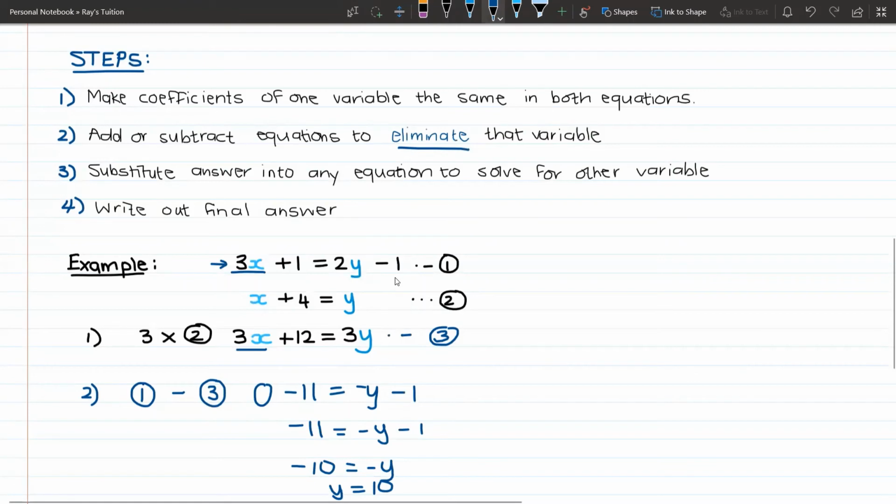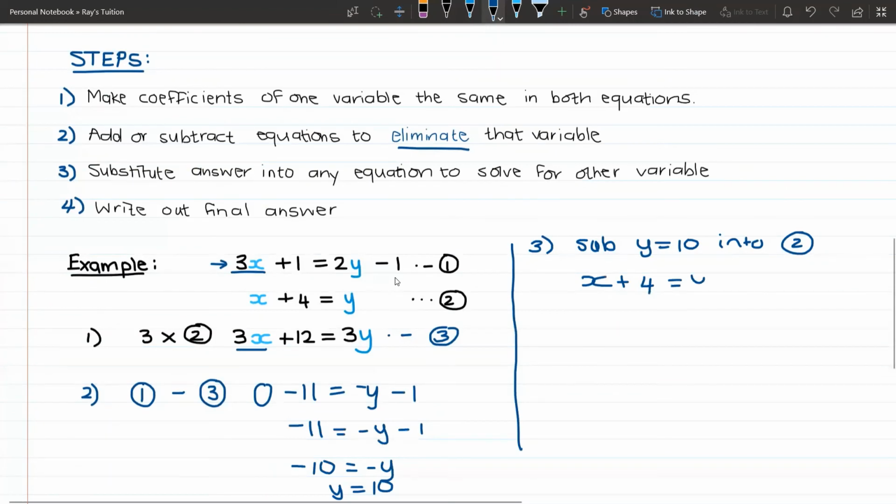Then the next step is to substitute our answer into any of the equations. So we can substitute it into any one. So I'm going to substitute y is equal to 10 into equation 2. Again, which one you substitute is your choice. I'm just choosing the one that's easier. So we have x plus 4 is equal to y. So now we have x plus 4 is equal to 10. So x is equal to 10 minus 4, which is 6.